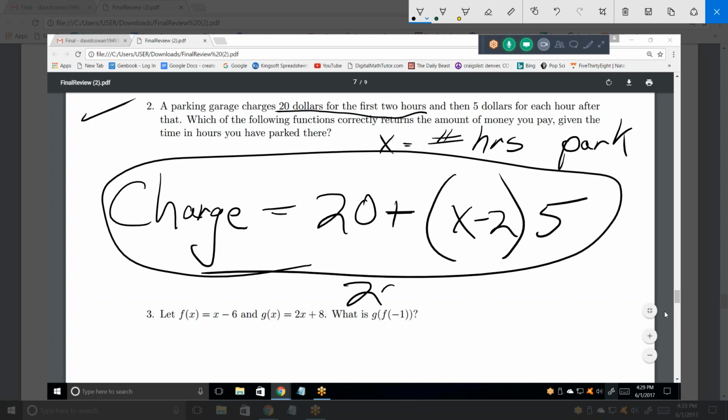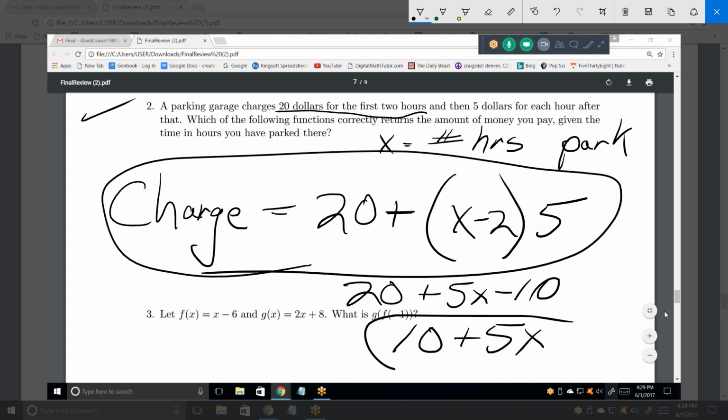In other words, clearly I can simplify that, right? Clearly that becomes 10 plus 5x. So that's really your charge. If you park there for 2 hours, it's $20. If you park there for 3 hours, it's $25, and so forth. So it could be simplified and should be.